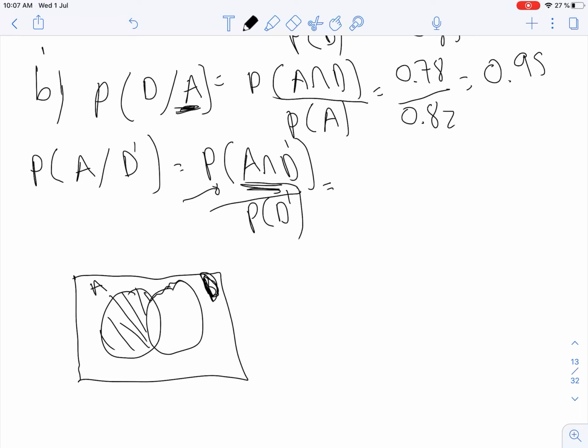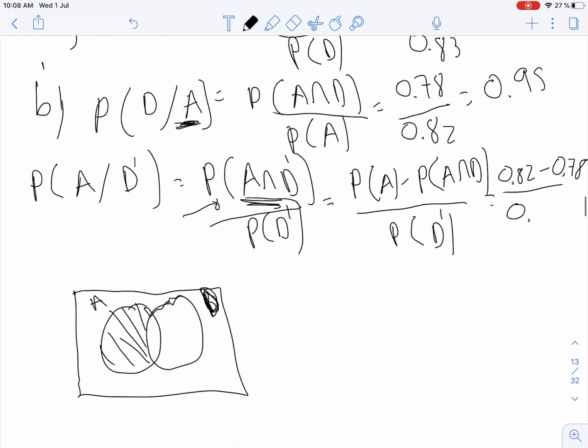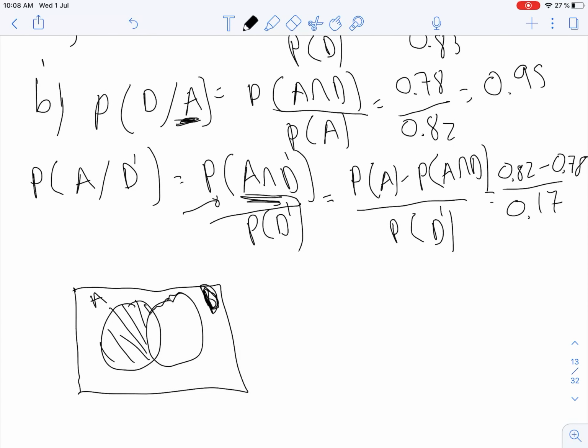Then we can replace that expression. So there will be probability of A minus probability of A intersection D. The nice thing about this is that we know these two probabilities, right? They are known. Then it will be easy for us to compute the expression. So now we get the numbers. So this is 0.82 minus 0.78, divided by the complement. We know the probability of D is 0.83, then the complement is 0.17, right? 1 minus 0.83. So we compute the probability.